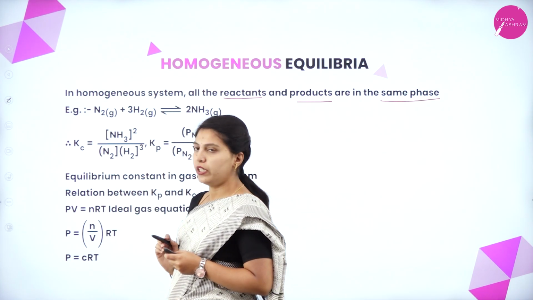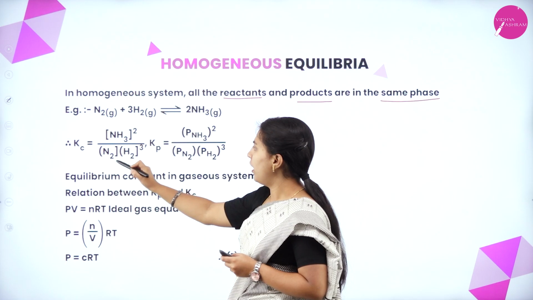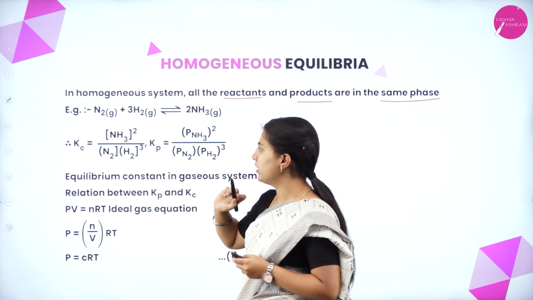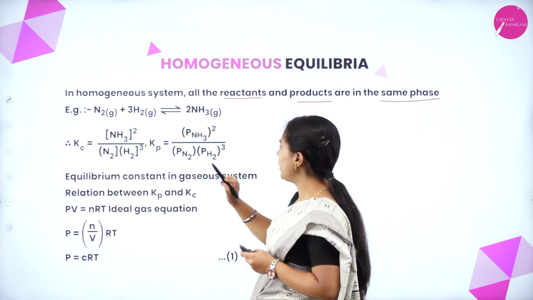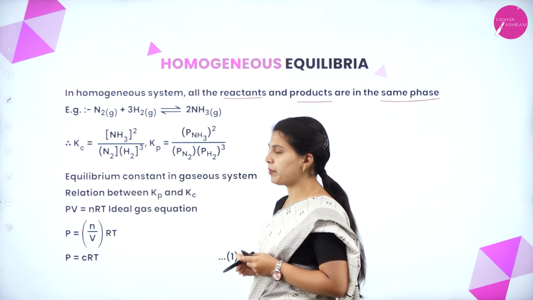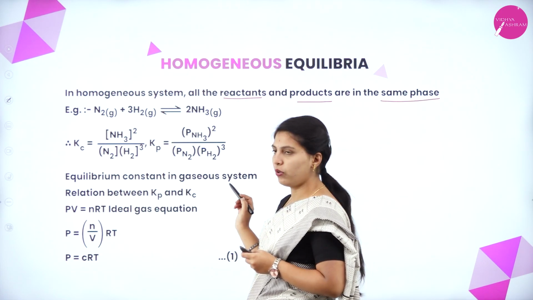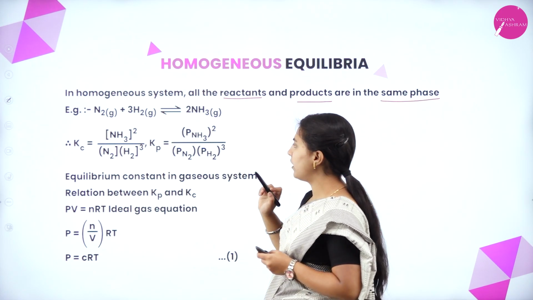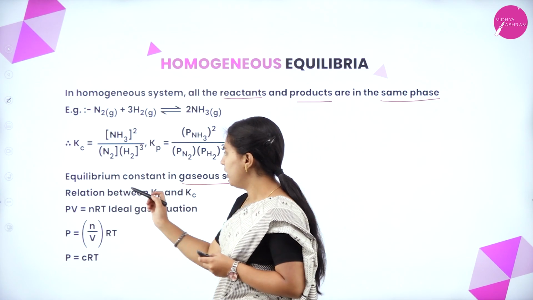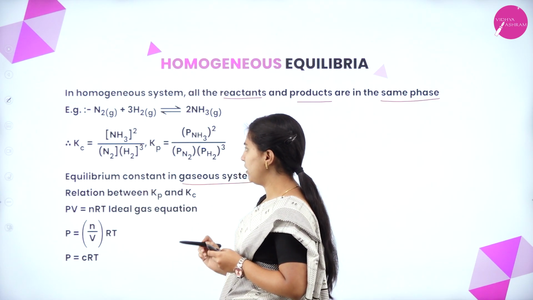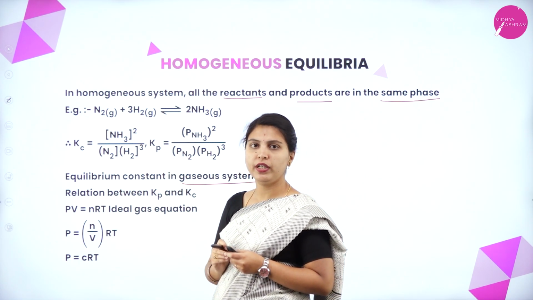Then the equilibrium constant in terms of concentrations is Kc. This is ammonia, and here nitrogen and hydrogen, and in terms of partial pressures, the partial pressure of ammonia, the partial pressure of nitrogen and the partial pressure of hydrogen give the overall equilibrium constant in a gaseous system. This overall reactant and product are in the gaseous system, so the equilibrium constant will also be for the gaseous system. Then the relationship between Kp and Kc: between the equilibrium constant in partial pressure and the equilibrium constant in concentrations.